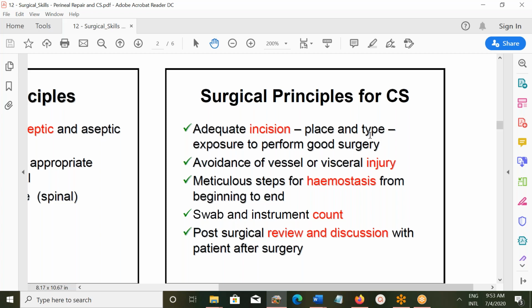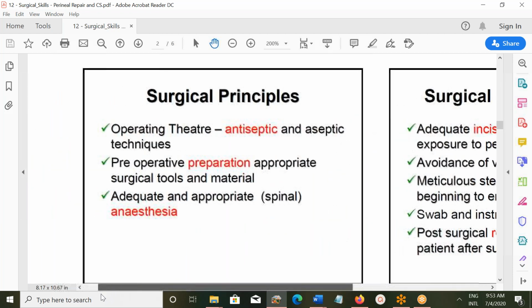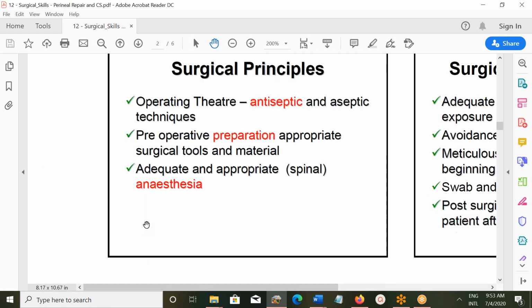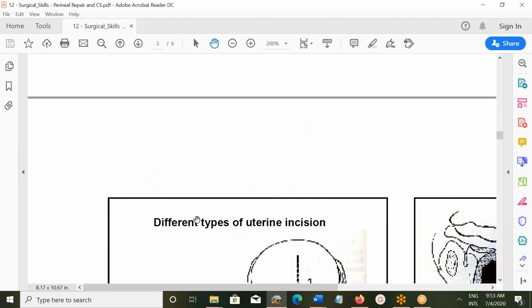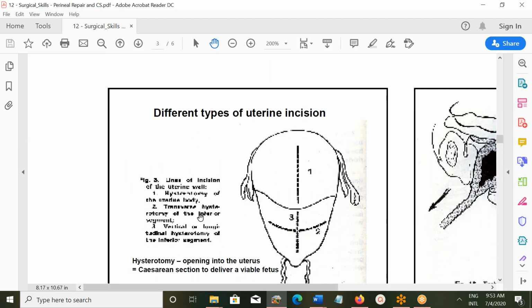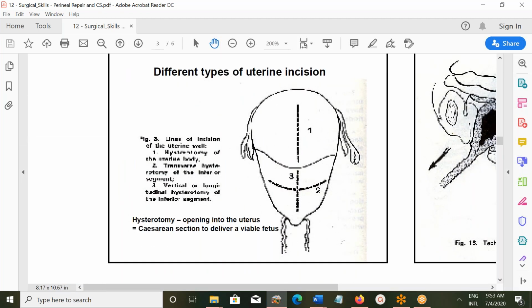We should avoid vessel or visceral injuries, and meticulous steps for hemostasis should be taken from the beginning to the end. Swabs and instrument count should be accurate. Then post-surgically, we need to review and discuss with the patient after surgery. In the immediate post-CS period, you have to tell the parents and attendants how things were, how did they go.